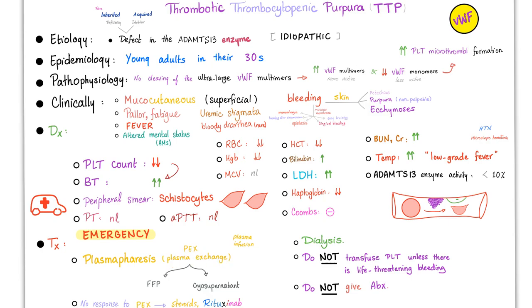Plasmapheresis, PEX, plasma exchange. You take the patient's plasma and give them a normal plasma that contains the ADAMTS13 enzyme. You do the plasmapheresis with fresh frozen plasma or cryosupernatant. No response to plasma exchange, you can give steroids and rituximab. Dialysis if there is acute renal failure. Again, do not give platelets, do not give antibiotics.